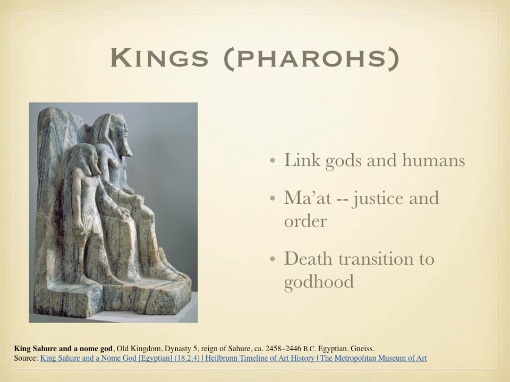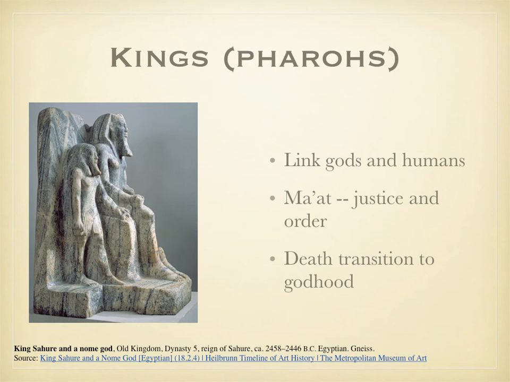Another thing that's distinctive is there's a belief for the Egyptians that the king has a moral responsibility. His job is to maintain Ma'at, which is a sense of justice and order in the kingdom. And that is part of his duty. It's not just to defend the kingdom. It's not just to keep the kingdom together. He's also supposed to make sure that justice is through all the land.